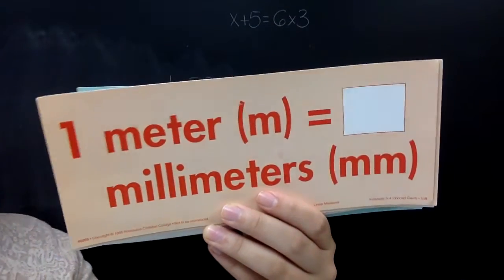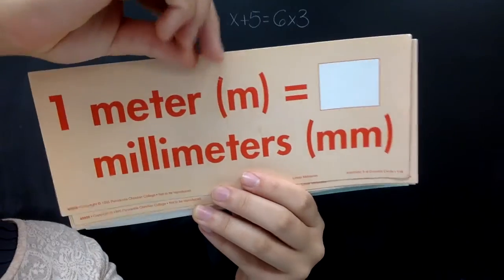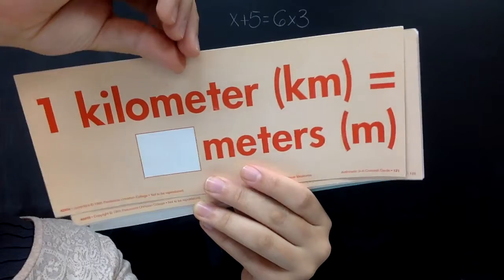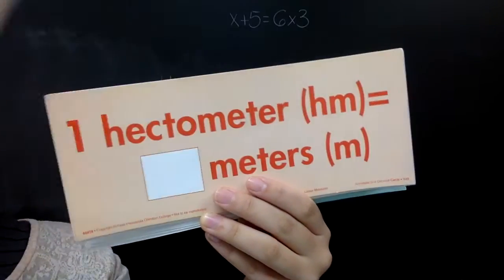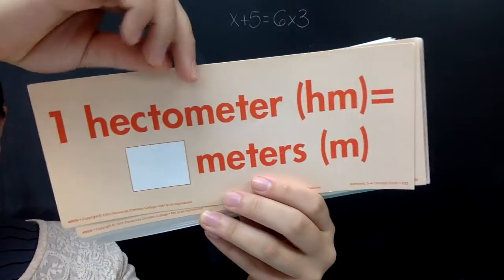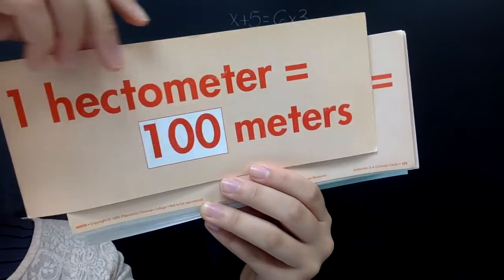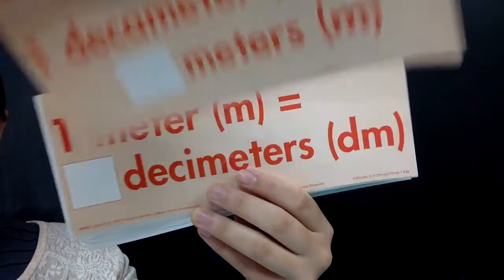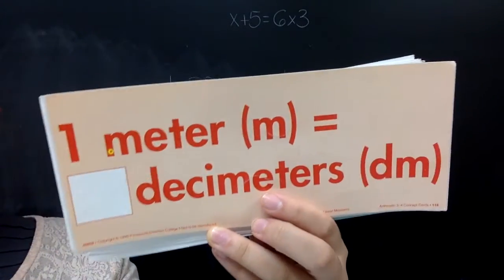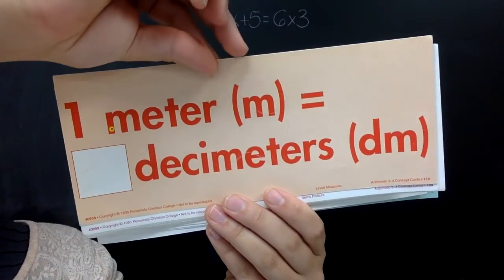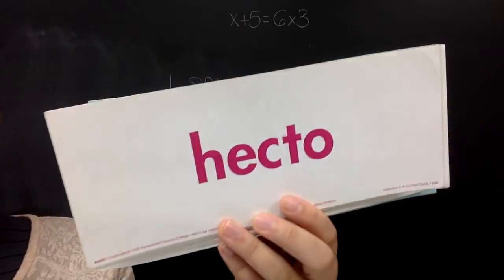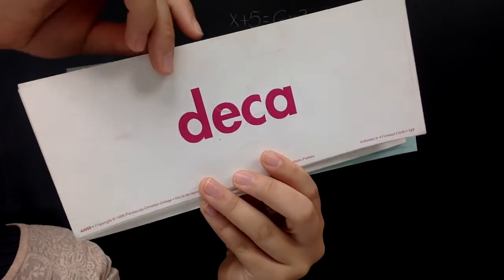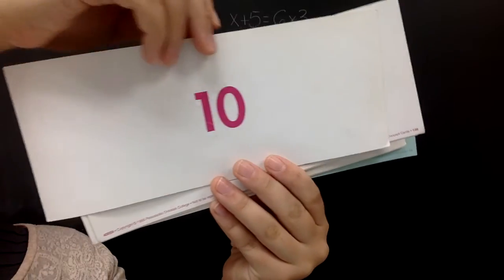10. 1 meter equals how many millimeters? 1,000. 1 kilometer equals how many meters? 1,000. 1 hectometer equals how many meters? 100. 1 decameter equals how many meters? 10. 1 meter equals how many decimeters? 10. Hecto means 100. Deca means 10.